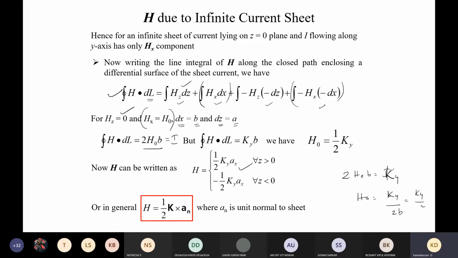I'm sorry, I have made a mistake. Okay, so this is the total magnetic field taken out of the loop. Now we have to calculate the current with respect to the Ky. So the total current, how much current will flow through this line?